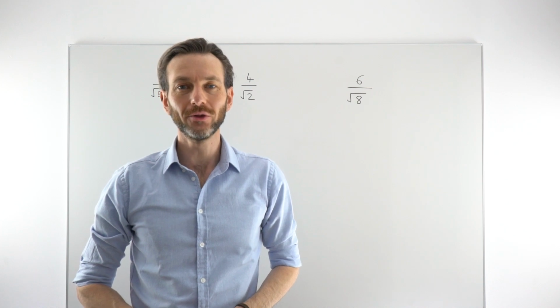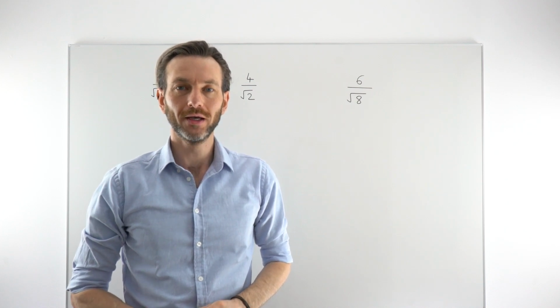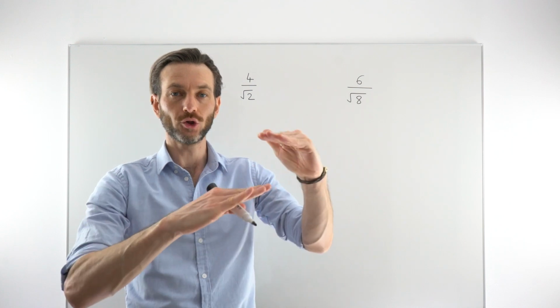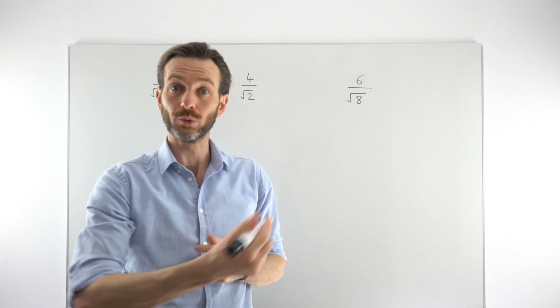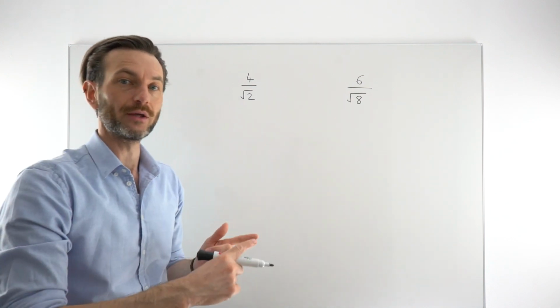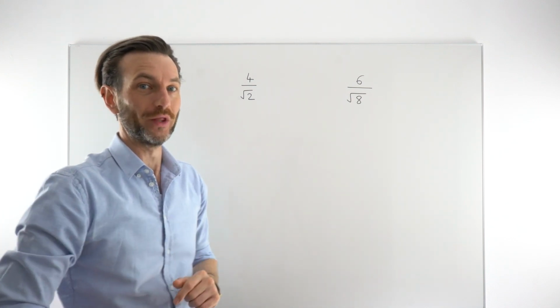In this class, we're going to take a look at rationalising fractions. And all that means is, if you've got a fraction with an irrational number on the denominator, there's a process, which we're going to learn in this class, for rewriting a fraction with a rational number on the denominator.